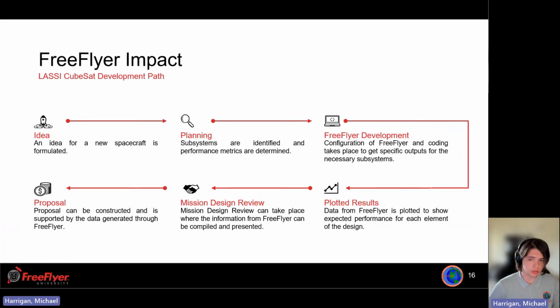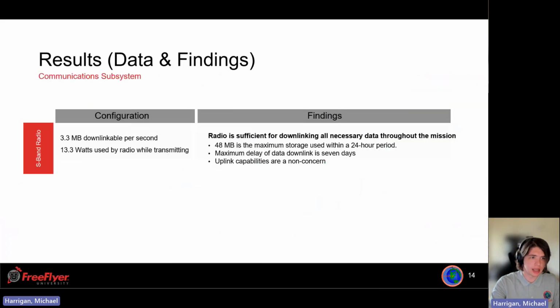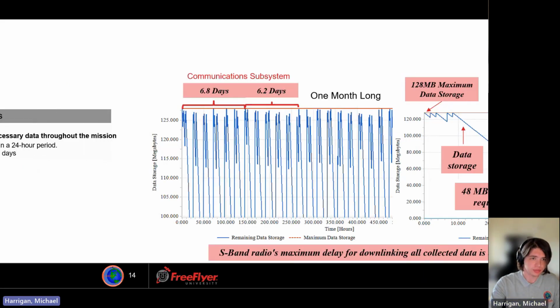Based on that data, we know that the S-band meets our requirements, and the requirements we wrote as a result are that we shall have at least 3.3 megabytes of downlinkable, or the communication subsystem shall be able to downlink 3.3 megabytes of data per second while transmitting.